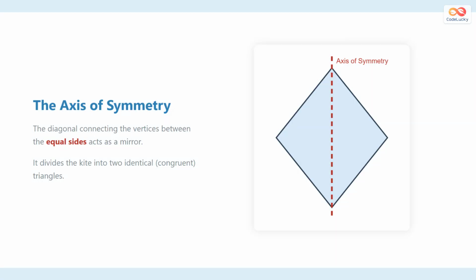Now, pay attention to the longer diagonal. This line connects the vertices between the equal sides. It acts as an axis of symmetry, dividing the kite into two identical triangles.